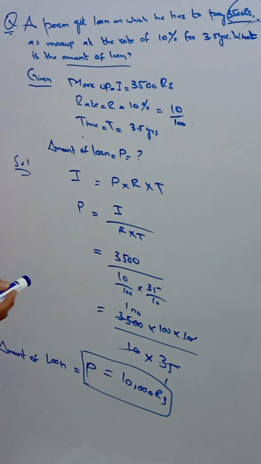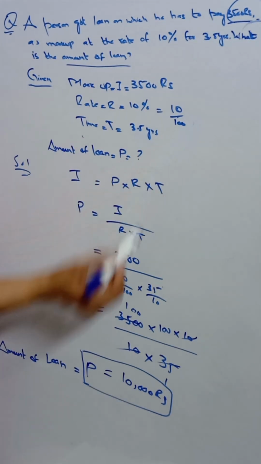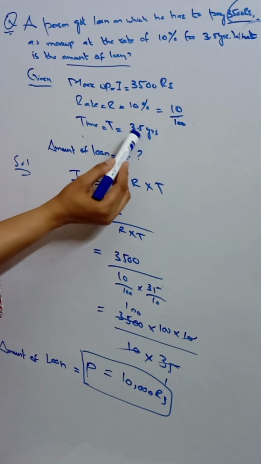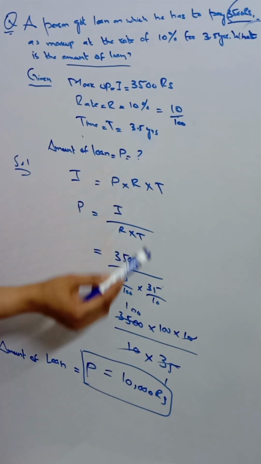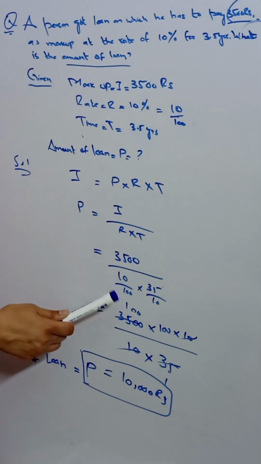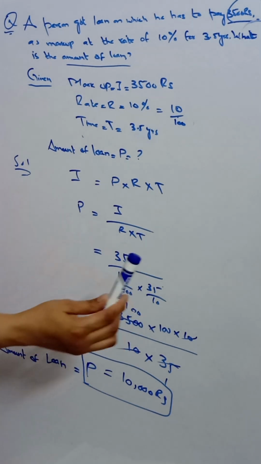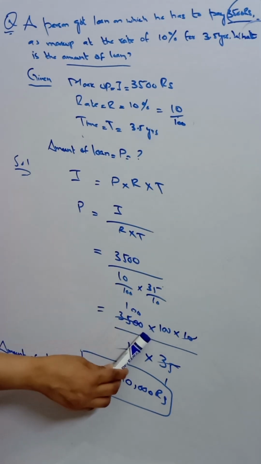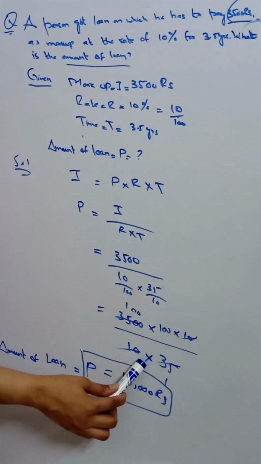So let's put the values. What is I here? 3,500. What is R here? 10 by 100. What is time here? 3.5 years. We have to convert this. We have to remove this decimal, divided by 10. Alright, as there is no fraction over fraction, this will multiply on the numerator. It will become like that: 3,500 multiplied by 100 multiplied by 10. What is left here? 10 multiplied by 35.